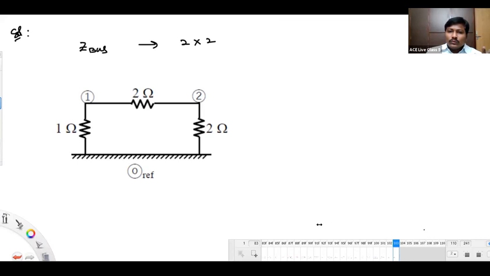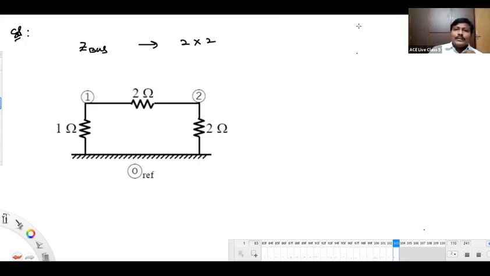What is Z22? Thevenin impedance with respect to bus 2. So first you calculate Thevenin impedance with respect to bus 1. That will give Z11. Thevenin impedance with respect to bus 2, you will get Z22. After that, we think about the values of Z12 and Z21.